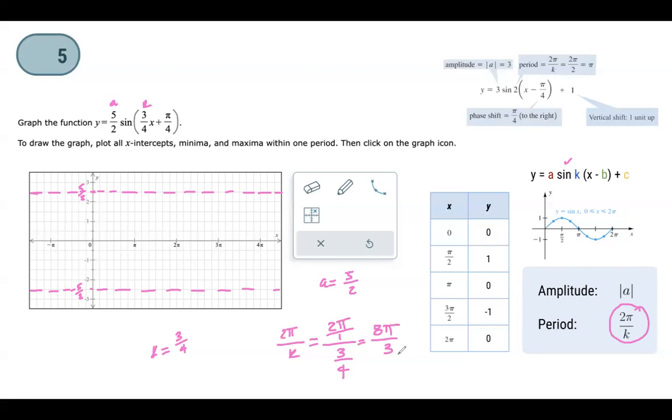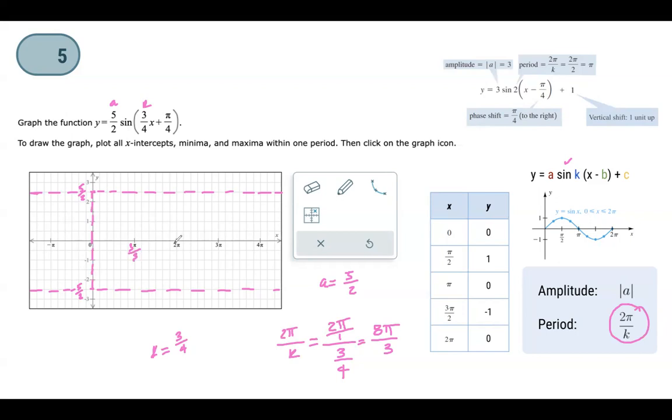So notice that we are not dealing in halves or fourths anymore. We have thirds, but that doesn't really make much of a difference. So the period is basically 8 pi over 3. Now let's see what happens next. So originally the sine starts here and ends at 2 pi, but now we're told that we have to go all the way to 8 pi over 3.